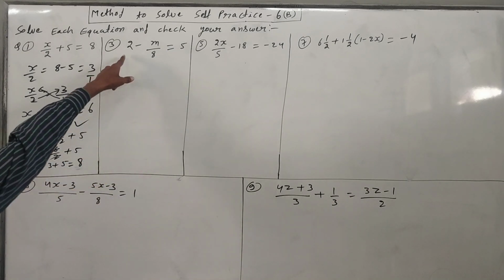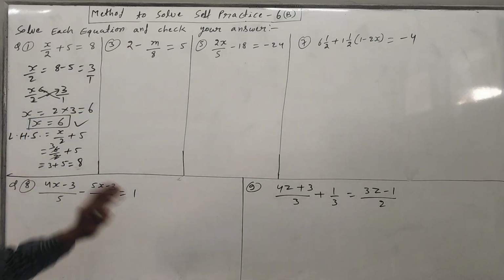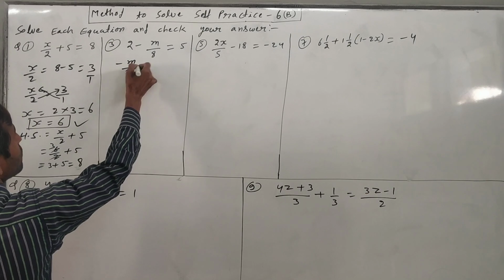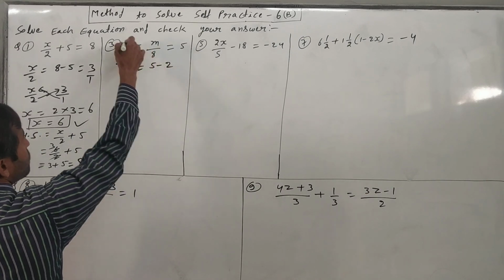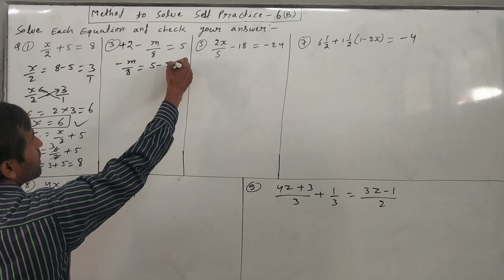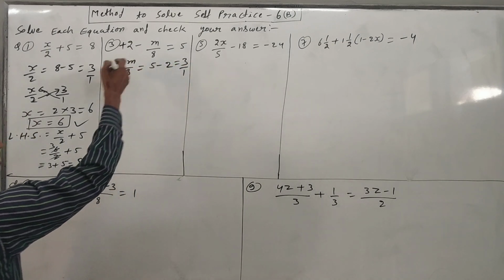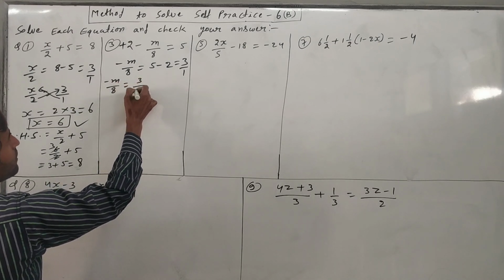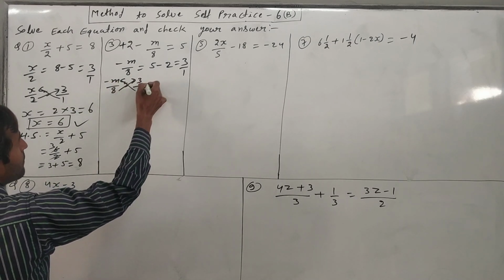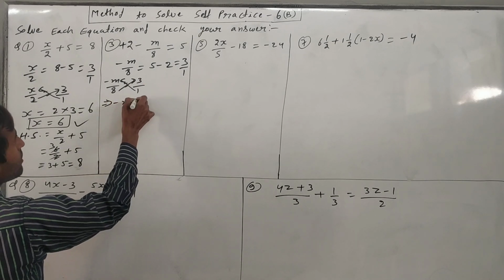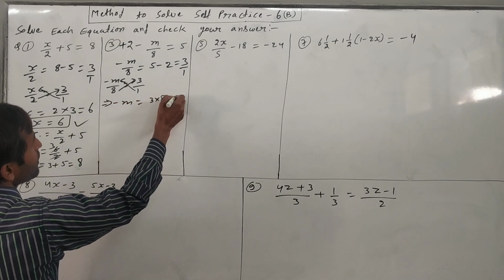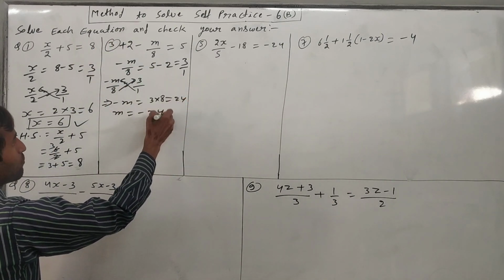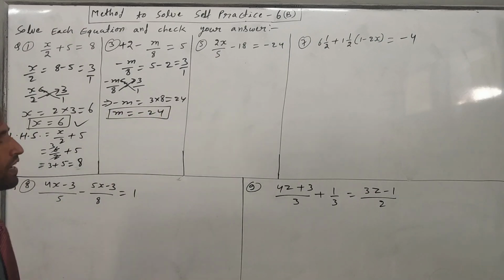Now in question number 3, we have to solve with the same process. First of all, we will transpose this 2 to this side. So minus m upon 8 is equal to 5 minus 2, because the plus sign is there. We subtract, and it will come 3 upon 1. Now again we have to do cross multiplication. Minus m upon 8 is equal to 3 upon 1. So cross multiply, then minus m is equal to 3 into 8, which is 24. This minus will shift to that side, so it will be minus 24. So the value of m is equal to minus 24.